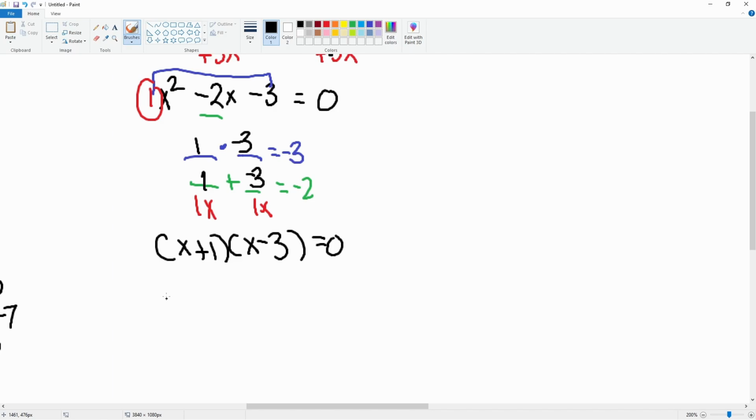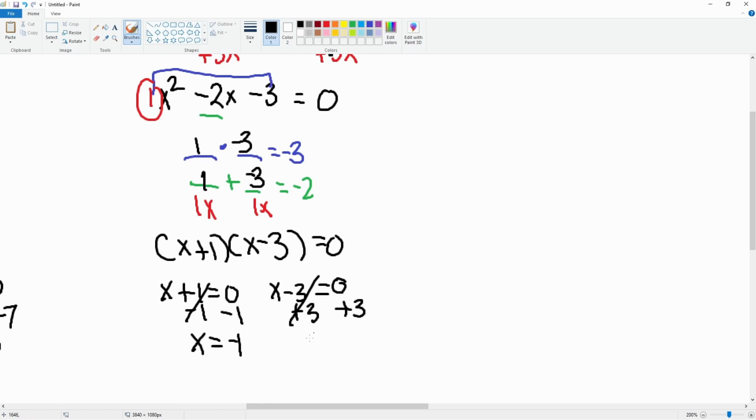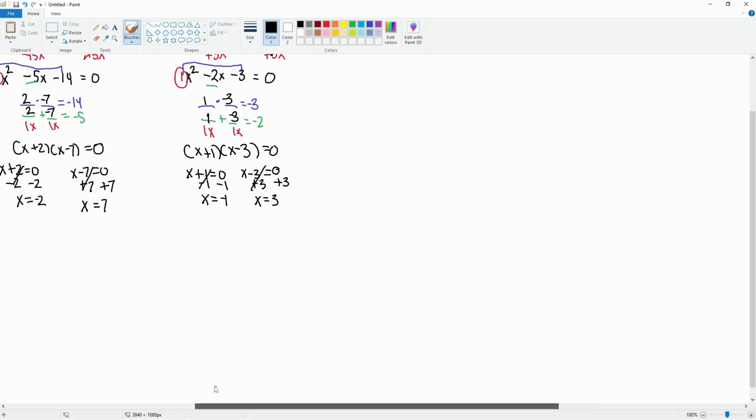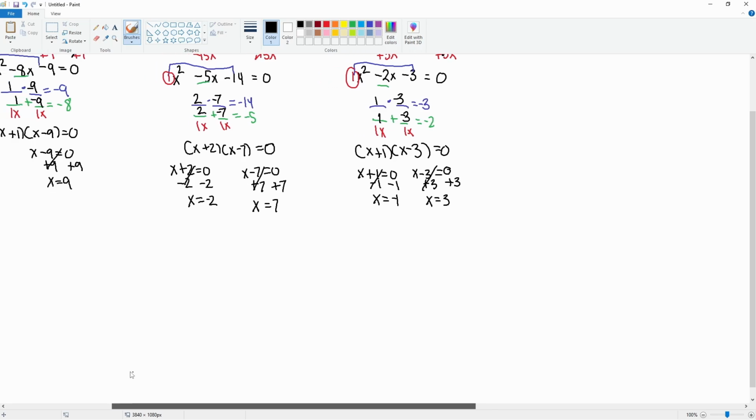Set each term equal to 0 and solve. We have x plus 1 equals 0 and x minus 3 equals 0. For x plus 1 equal to 0, we subtract 1 from both sides. It cancels, leaving you with x equals negative 1. For x minus 3 equal to 0, we add 3 to both sides. The minus 3 and the plus 3 cancel, leaving you with x equals 3. So your two solutions are x equals negative 1 and x equals 3.